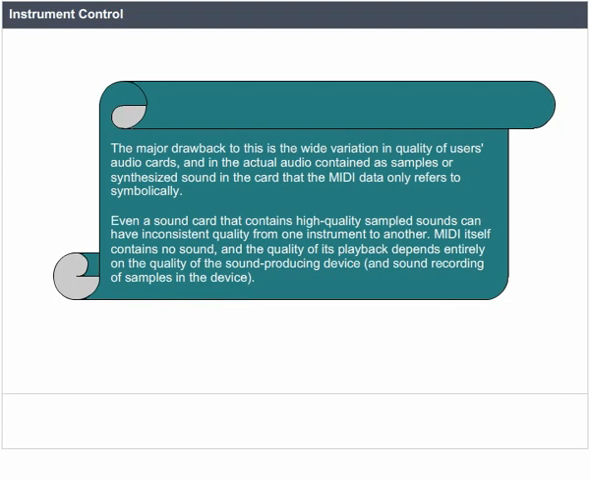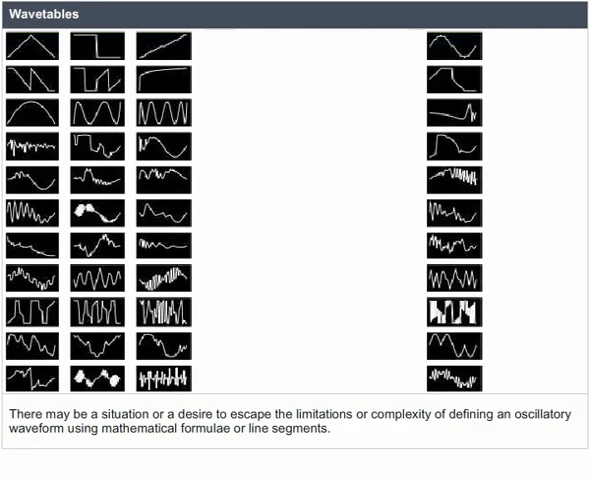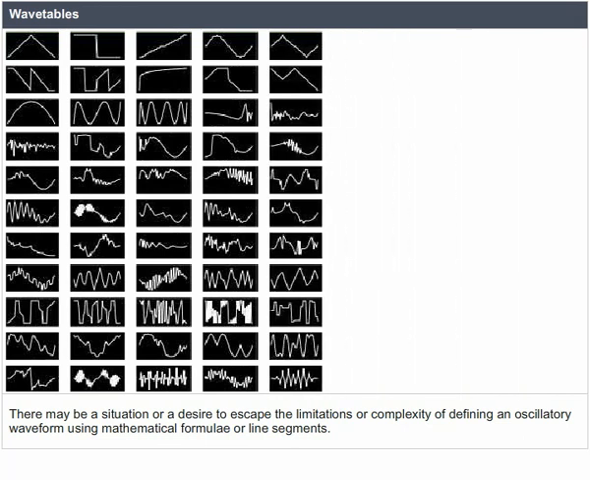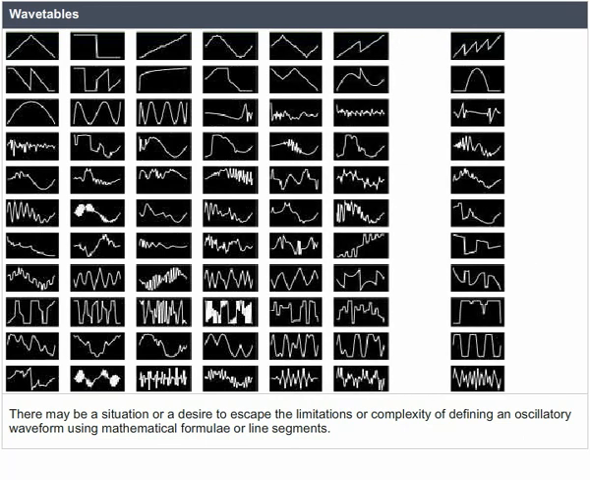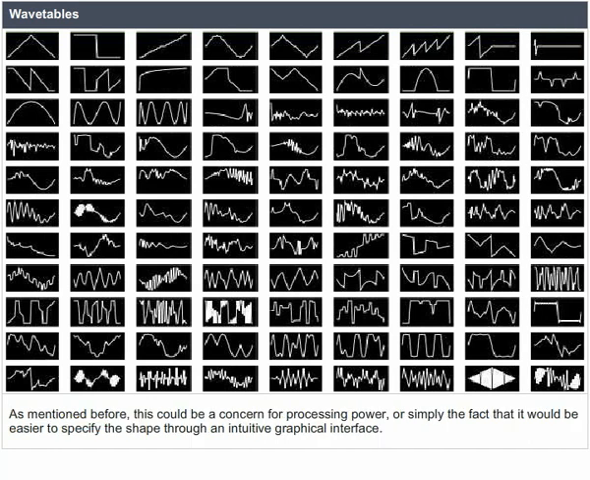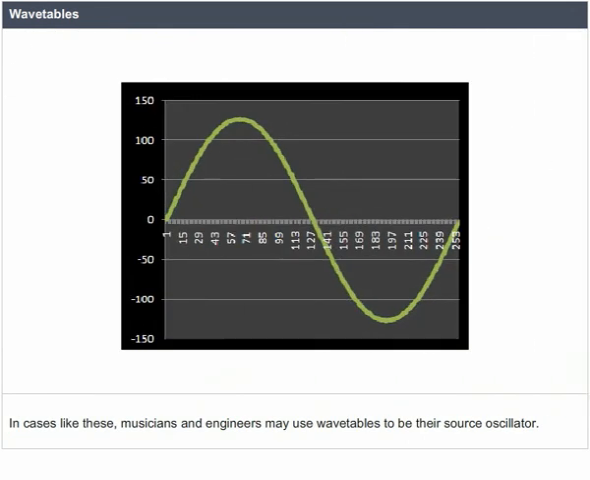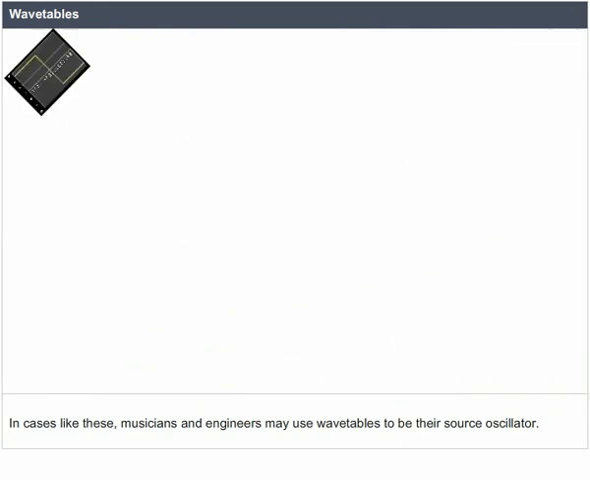Wavetables. There may be a situation or a desire to escape the limitations or complexity of defining an oscillatory waveform using mathematical formulae or line segments. As mentioned before, this could be a concern for processing power, or simply the fact that it would be easier to specify the shape through an intuitive graphical interface. In cases like these, musicians and engineers may use wavetables to be their source oscillator.